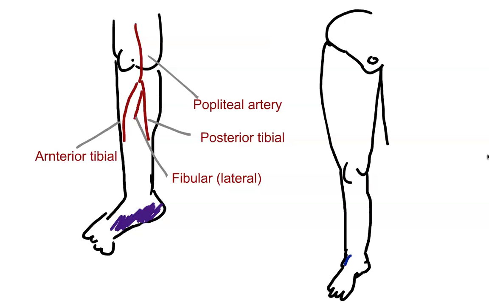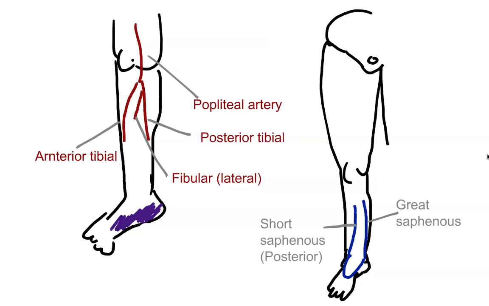All the venous blood from the dorsum of the foot travels either laterally into the small saphenous vein at the back of the leg, or medially into the great saphenous vein. The great saphenous vein penetrates the deep fascia at the saphenous opening to enter the femoral vein at the top of the thigh. The short saphenous does the same thing at the popliteal fossa, where it enters the popliteal vein.